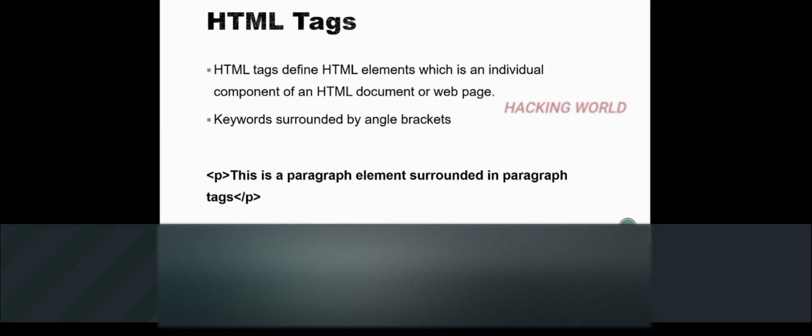So as I said, HTML tags are the building block of HTML. They define HTML elements, which is an individual component of an HTML document or a web page. So something like a form is an HTML element, or even a paragraph or a list. HTML tags are keywords surrounded by angle brackets, and I'm sure you've all seen them. All right, so here's a really simple example of a paragraph. It's surrounded in paragraph tags, which is just a P tag. You can see the beginning tag has a less than, then P, and then greater than. And then the ending tag is the same, except it has this slash before the P.